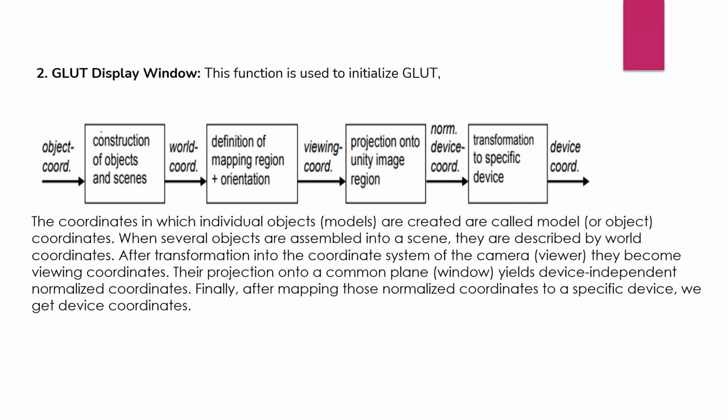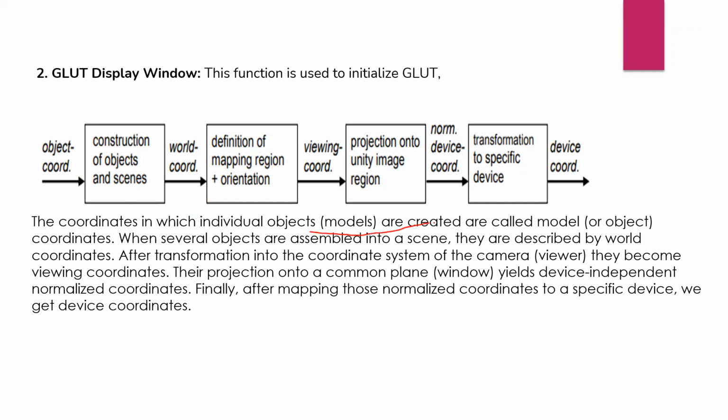Next, this is the diagram for the 2D viewing pipeline. First, the object coordinates pass through the construction of the objects and the scenes, and the world coordinates are produced here. This is the definition of mapping region orientations, and the viewing coordinates will be passed here. Projection onto the unit image region, and the normalized device coordinates will be passed here. The transformation to a specific device, and the device coordinates will be produced here.